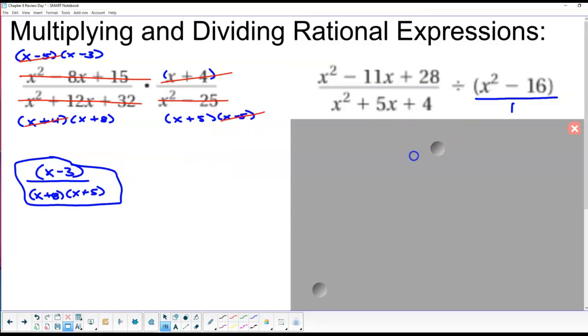So what do we do with division? Well, first thing, I want to have a fraction divided by a fraction, right?